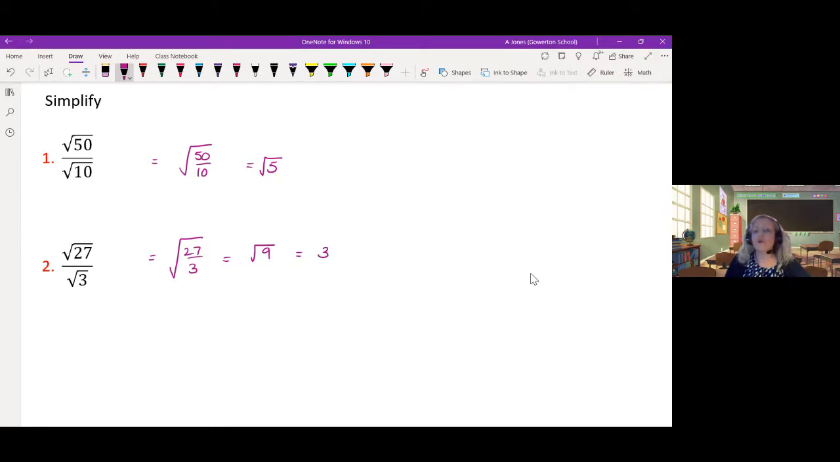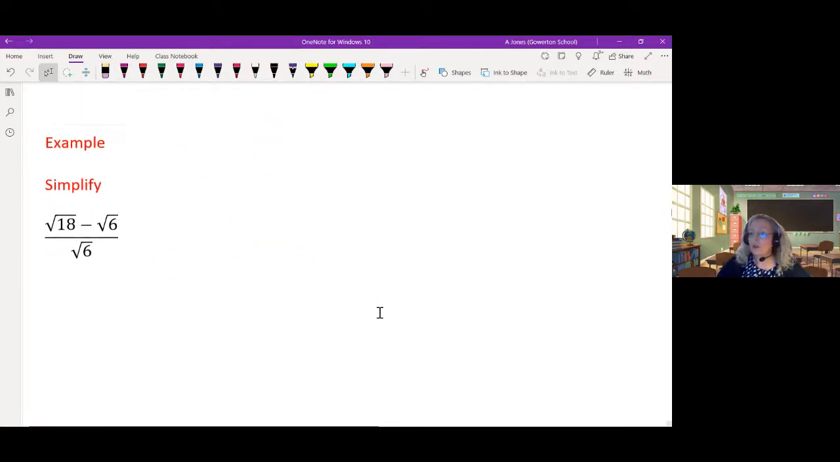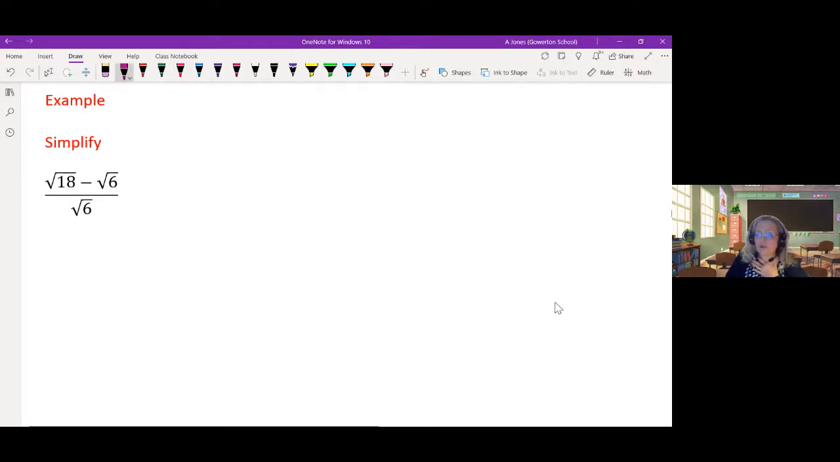Now, there's just one more type that I want to show you. And the one more type that I want to show you looks like this. So I've got the root of 18 minus the root of 6, and it's all divided by the root of 6. And what I can do with these is I can separate these into 2 parts, and I'll show you what I mean by that.